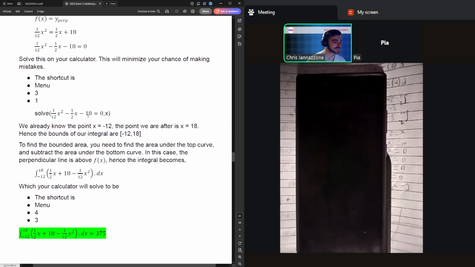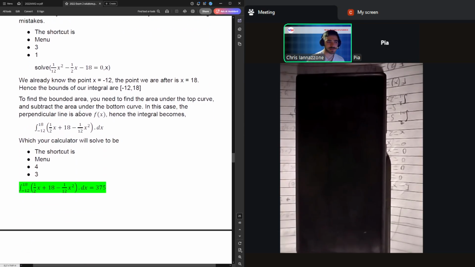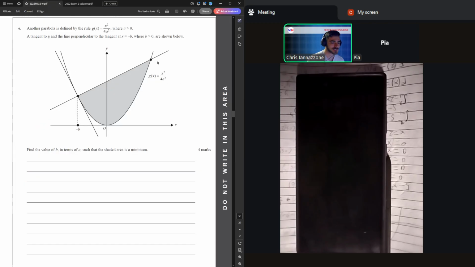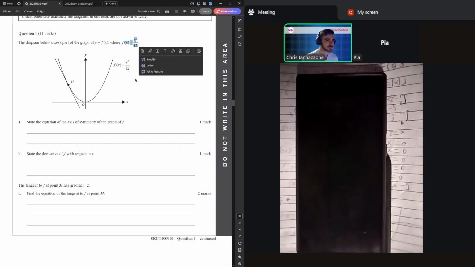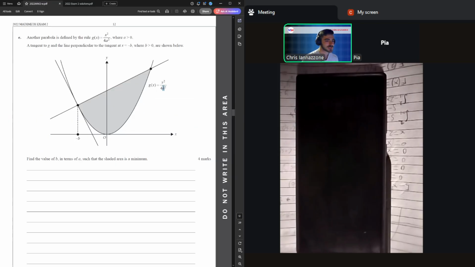So top take bottom is always what we're doing for bound area. You want to figure out what the equation is on top and then minus it from the equation on bottom and do the integral from here to whatever this is. So we're literally just repeating exactly what this was before, right? Like this is x squared over 12. This one is x squared over 4a squared. It's just some number on the bottom, some coefficient. And so fundamentally, every single step we do is going to be identical.